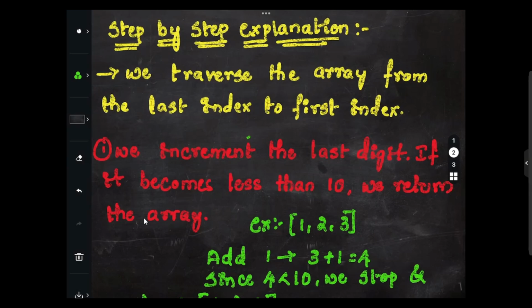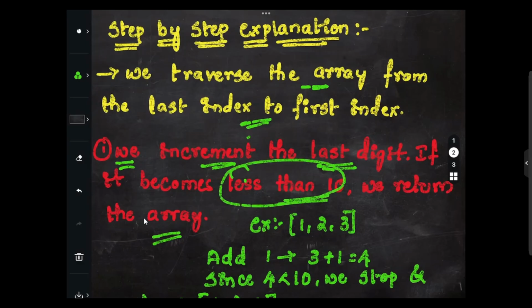The first step is that we traverse the array from the last index to the first index. We are doing a reverse iteration. Just keep this in mind. Within this, the first thing we need to remember is that we increment the last digit. If it becomes less than 10, then we return the array. Again, this is very important: if it is less than 10, we return the array.